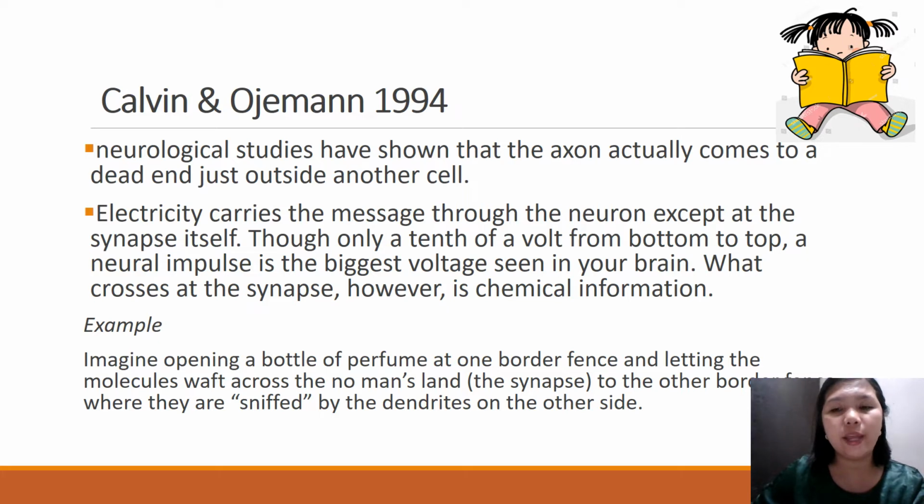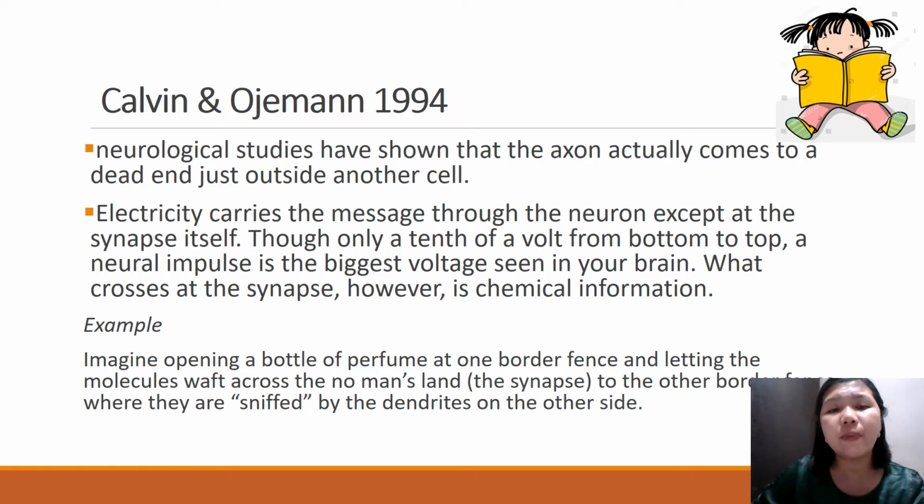Calvin and Ojemann, 1994. Neurological studies have shown that the axon actually comes to a dead end just outside another cell. There is really a gap, rather like the no man's land between the two independently maintained border fences of neighboring countries such as Israel and Syria. This gap is called the synapse, what might be called the border crossing point where the output of one neuron's axon becomes the input to another neuron's dendrites or cell body.